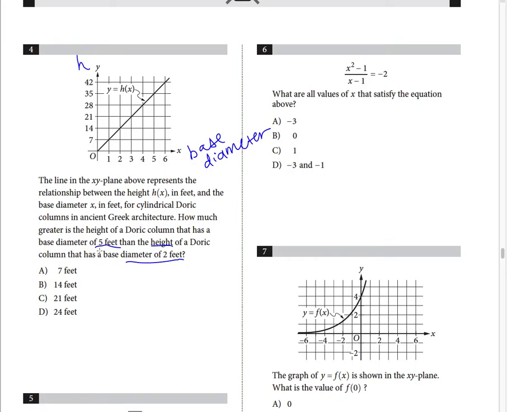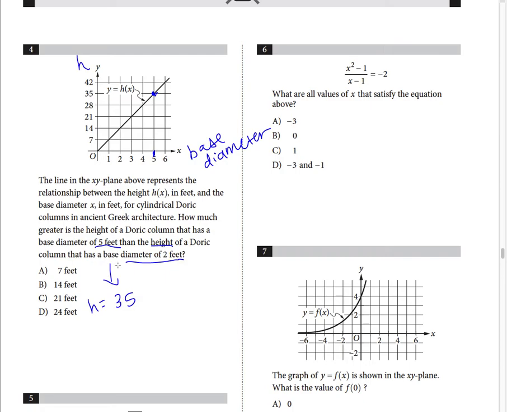If we have a base diameter of 5 feet, that means the x value is equal to 5. What is the height of that one? We know the base diameter is 5. What does that correspond to? The y value when x equals 5. Y is equal to 35. So for 5 feet, the height is, we said, 35.